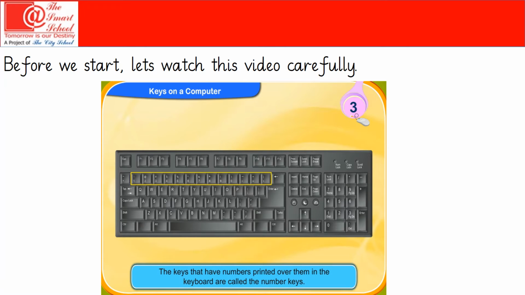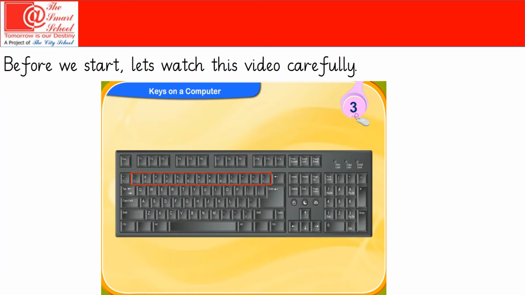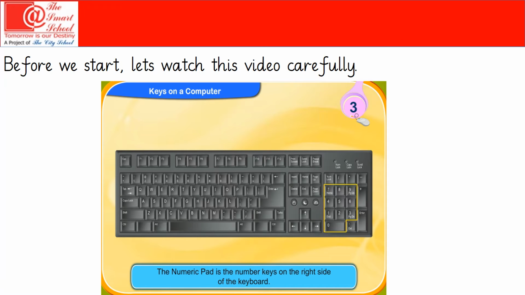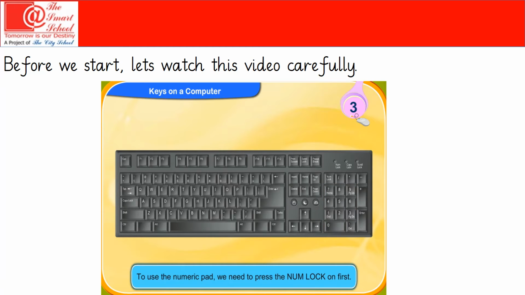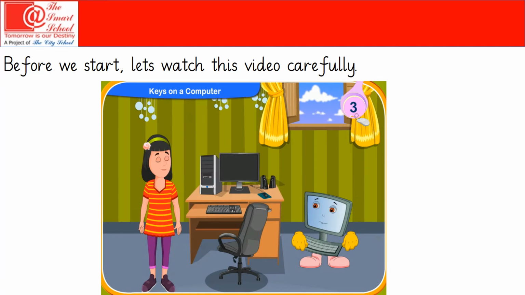The keys that have numbers printed over them in the keyboard are called number keys. These keys are present on the top row, just above the alphabet keys. And where is the numeric pad? It is the number key on the right side of the keyboard. How can we use the numeric pad? To use the numeric pad, we need to press the Num Lock on first. Correct. You have a very good memory, Rennie.